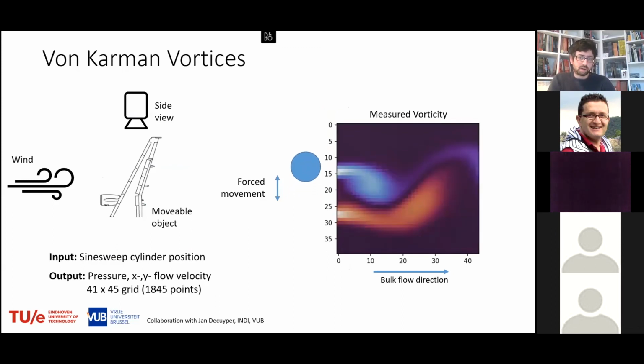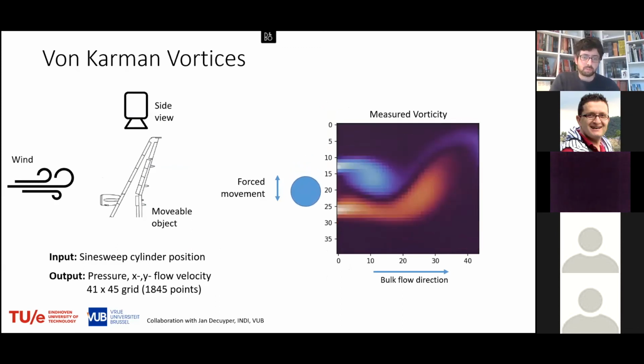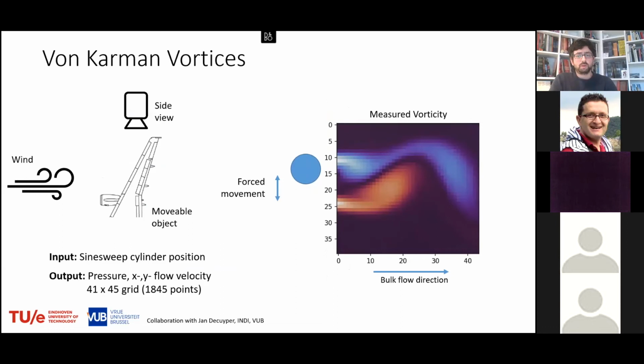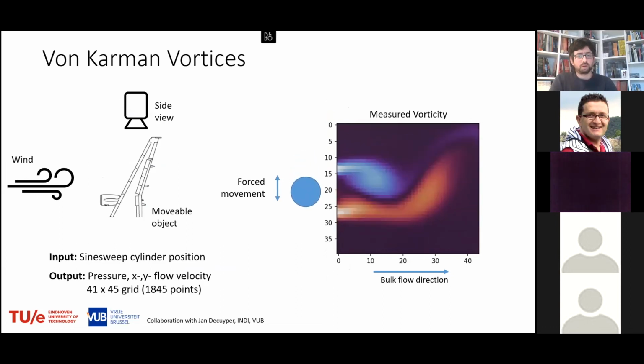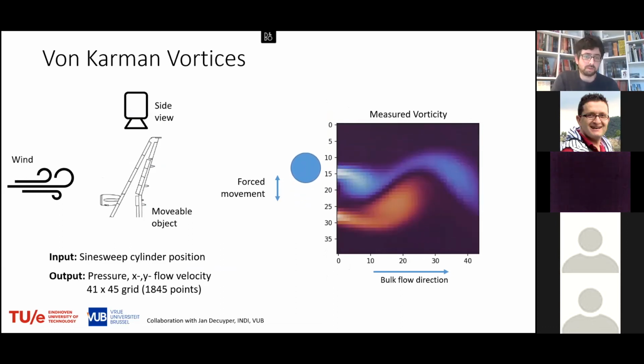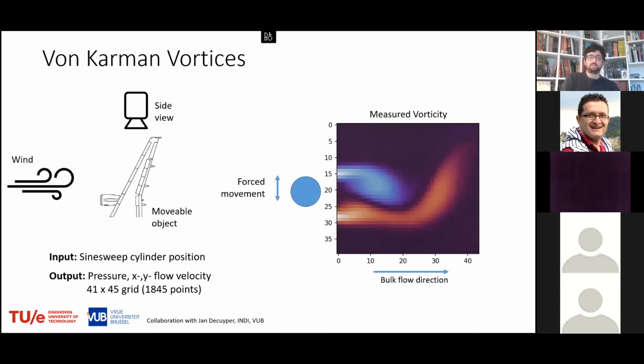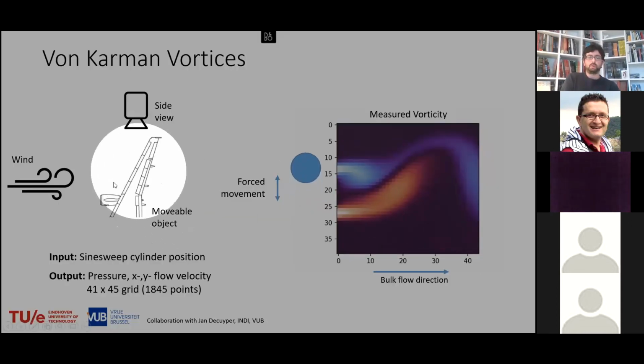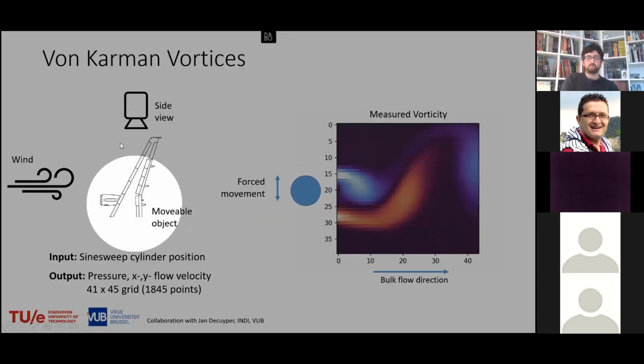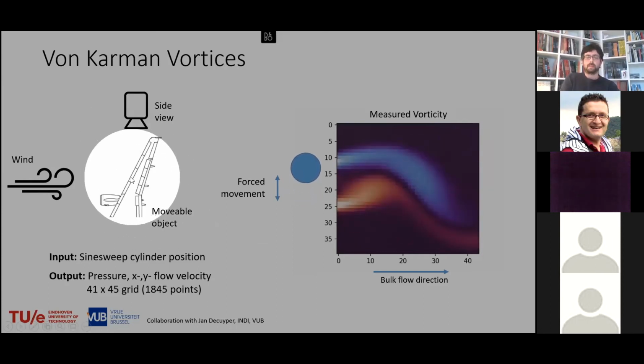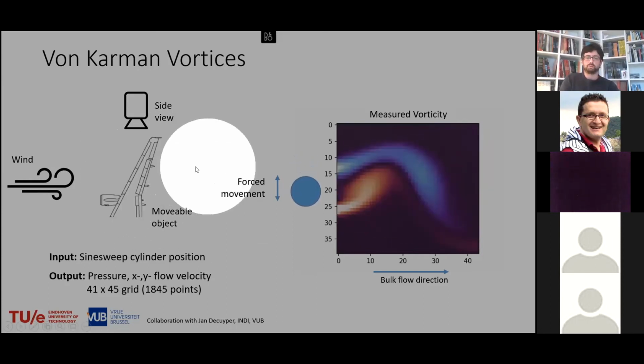Then another example is together with Jan de Kuiper from Indy VUB. We have worked on modeling a spatial temporal system. Take for instance a wing which is in an airflow, a constant airflow, and this wing would move up and down, and we take a side view. Well, this we have simplified.